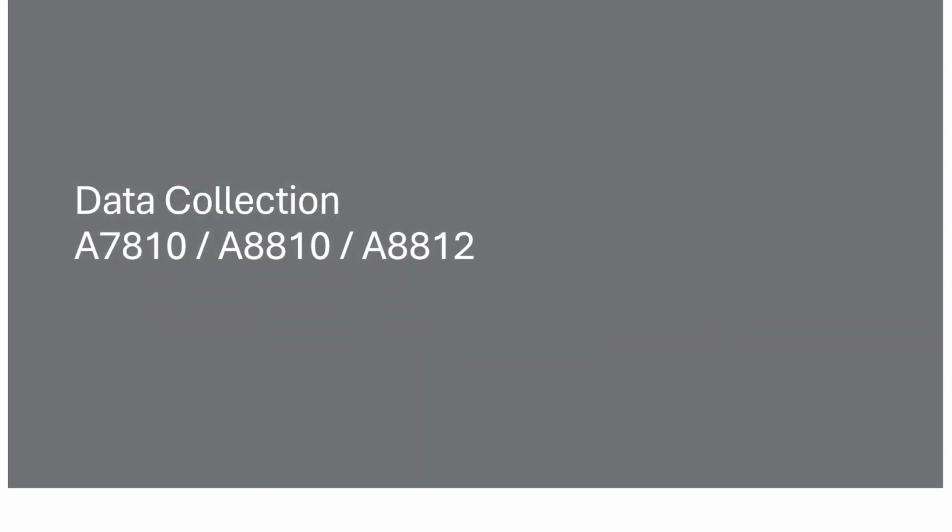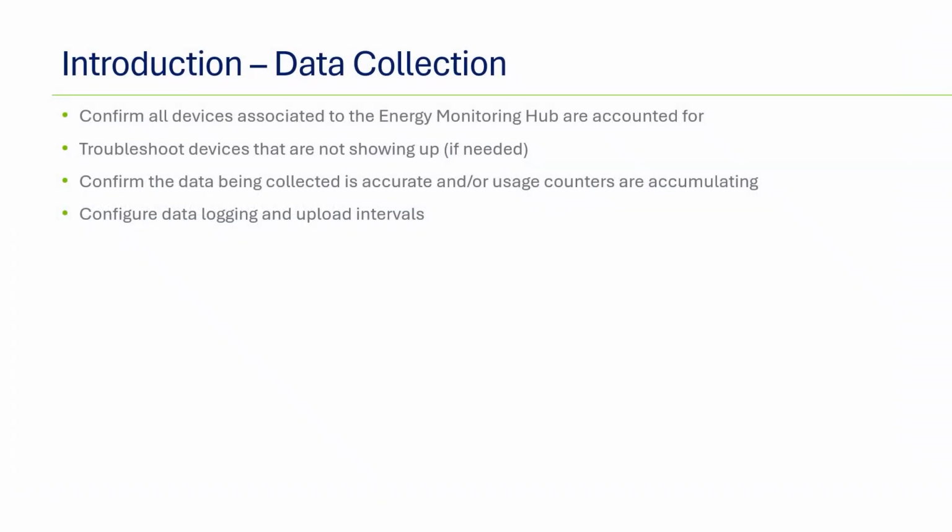Next, let's review the setup of the data collection portion of the system using the A7810, A8810, or A8812 EMH. First, confirm that all devices associated with the system are reporting and visible in the device list on the Energy Monitoring Hub. If there are devices missing, troubleshoot those devices to resolve any wiring or configuration issues. With all the devices reporting, validate that data is being collected and that the data is accurate. Configure the data logging and upload intervals to the end user's requirements.